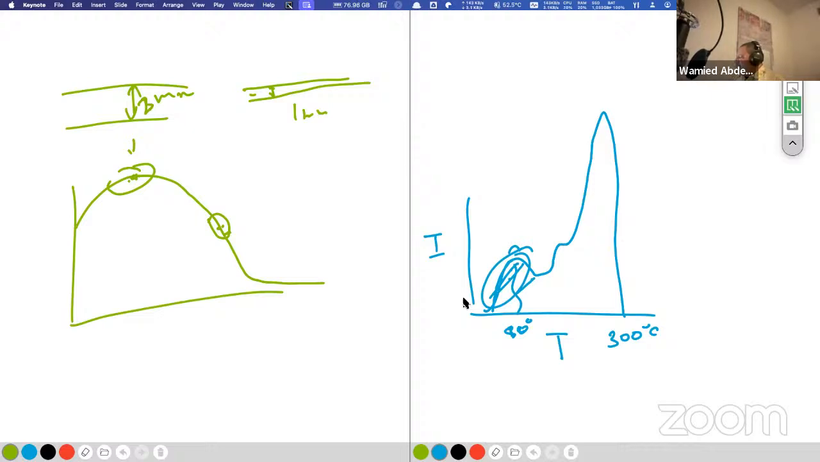So when we read the TLD after waiting a certain number of hours, the signal will be the light emitted at this temperature. And this should stay stable because they only glow at higher temperatures. Room temperature can affect this peak here.